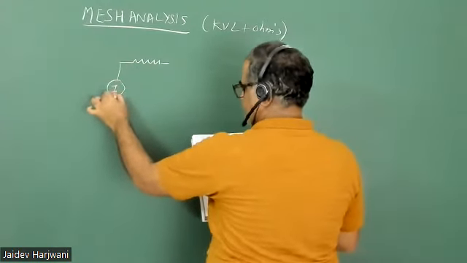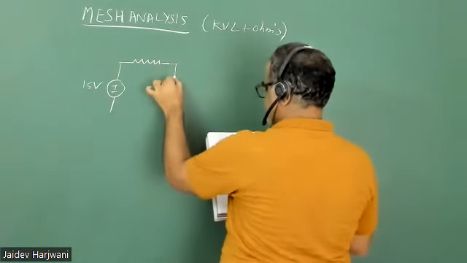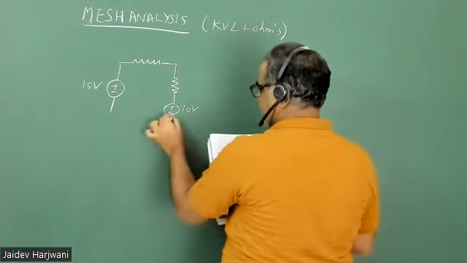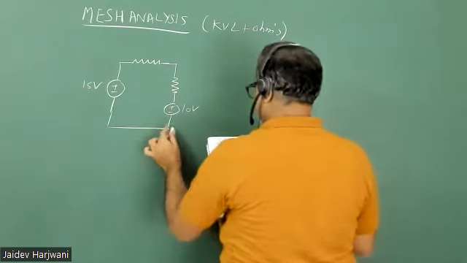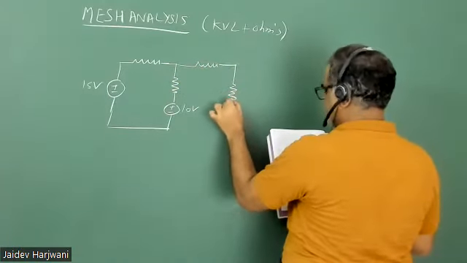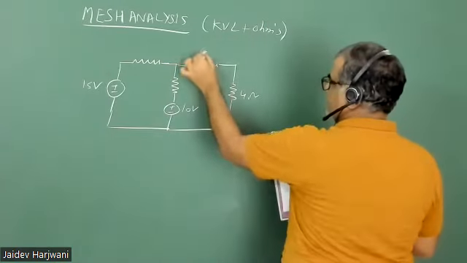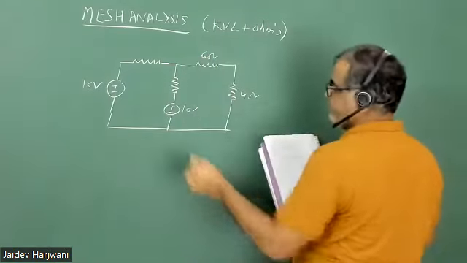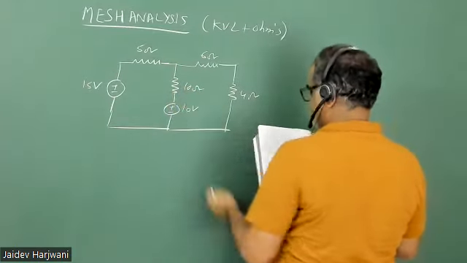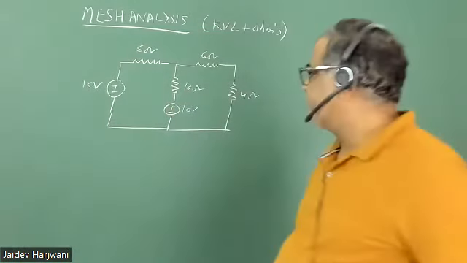Now you have 15 volt, and you have a plus minus 10 volt, and then you have 4 ohm, 6 ohm, 5 ohm, 10 ohm. Okay, so let us solve this problem. So we have two meshes.